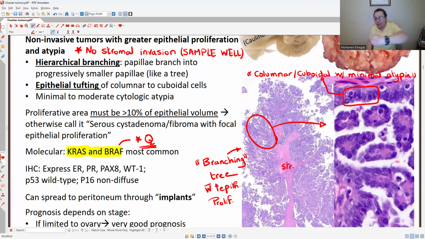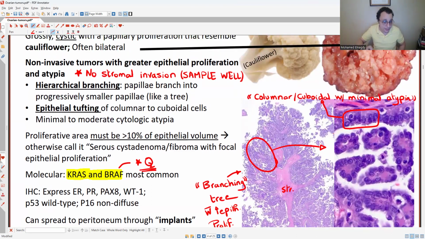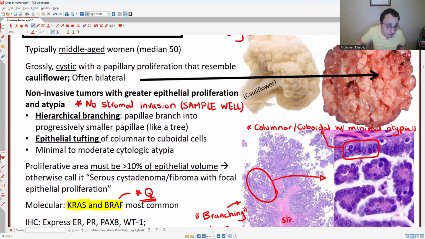It's not showing any features of stromal invasion. It's not invading the ovarian stroma. The ovarian stroma is fine, but all these cells are growing and proliferating in the lumen, making a branching tree pattern: all columnar cuboidal cells, minimal atypia, no stromal invasion. And that's why for your practice, you need to sample the cyst very, very well. Anybody can tell me in summary, what do you do when you receive an ovarian cystectomy or oophorectomy for an ovarian cyst? What do you do in grossing?